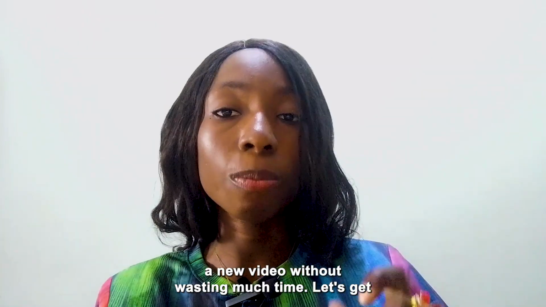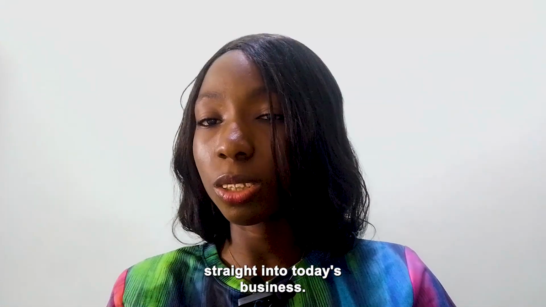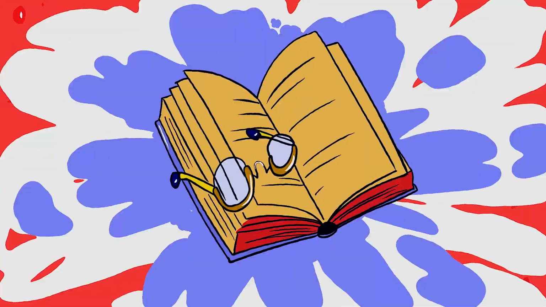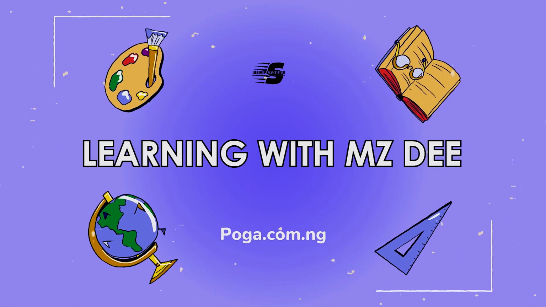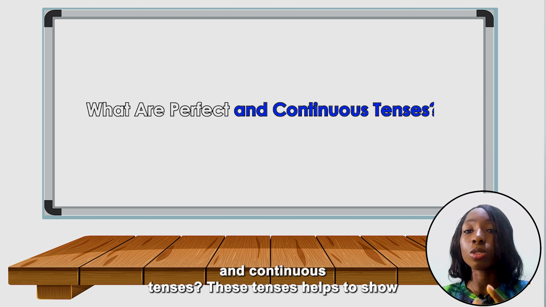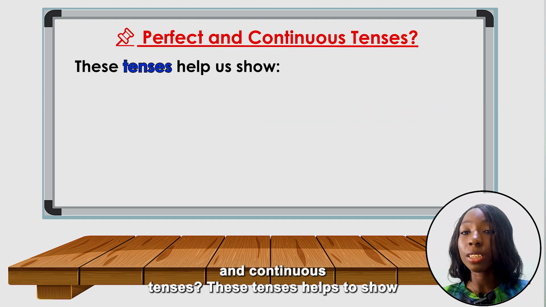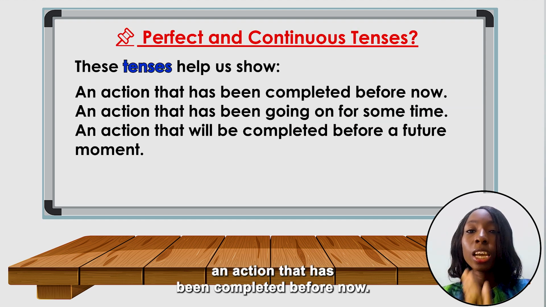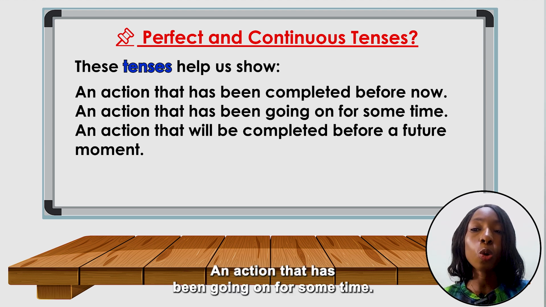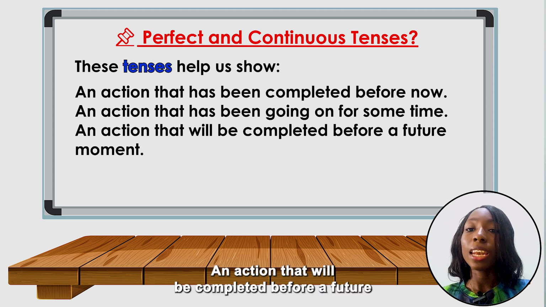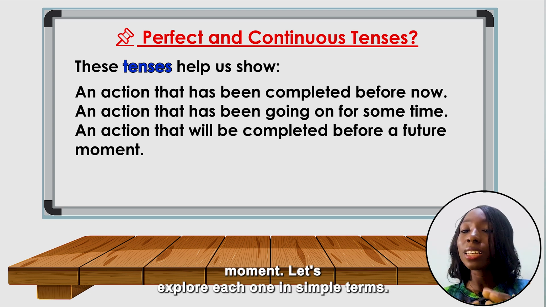Without wasting much time, let's get straight into today's business. What are perfect and continuous tenses? These tenses help to show an action that has been completed before now, an action that has been going on for some time, an action that will be completed before a future moment. Let's explore each one in simple terms.